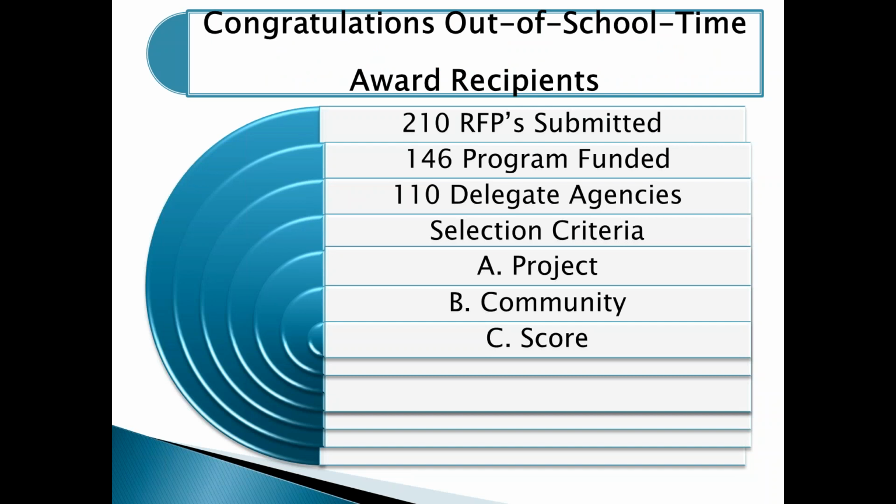So congratulations. If you're online, you're one of our award recipients. Just to recap, we had 210 RFPs submitted for funding for next year. Out of that, 146 programs were funded, 110 delegate agencies, and we selected these programs and agencies based on our selection criteria, which was the project itself, the community where you reside, and your score.